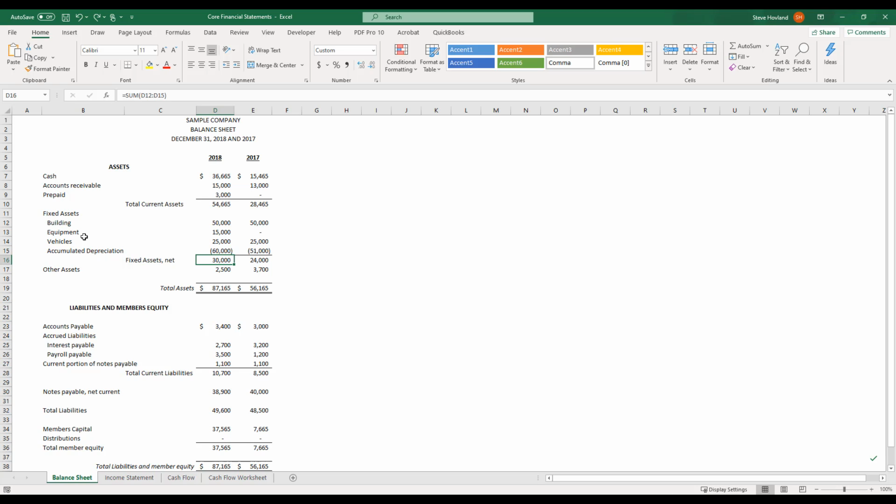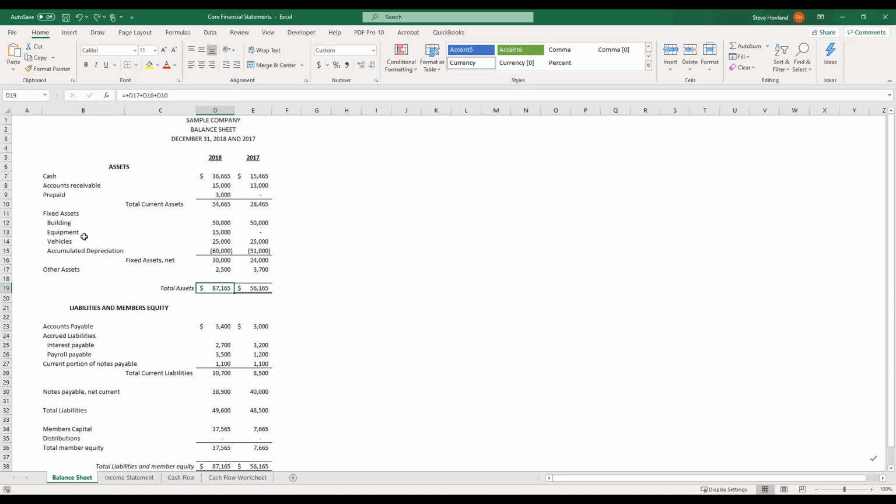Then you come down to your fixed assets net, and what that net number means is the fixed assets are net of the accumulated depreciation. So then you come down to your other assets, which again, like I said, I just put some numbers in here so you could see how everything flows through, and then we come down to our total assets.